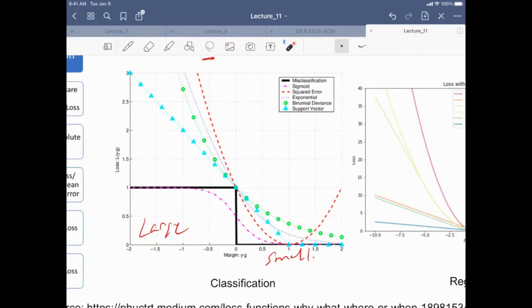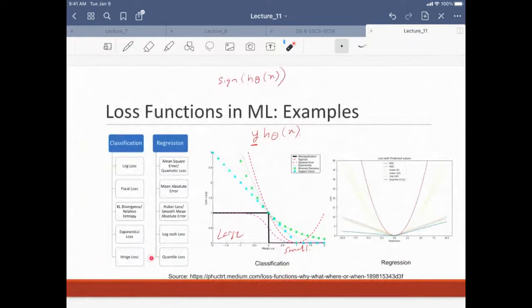You also have a logistic loss, which is not in this figure, and so on and so forth. So you have different loss functions here. These are examples of loss functions used in classification, right? Logistic loss, log loss, focal loss, scale divergence, exponential loss, hinge loss. Hinge loss is the support vector loss.